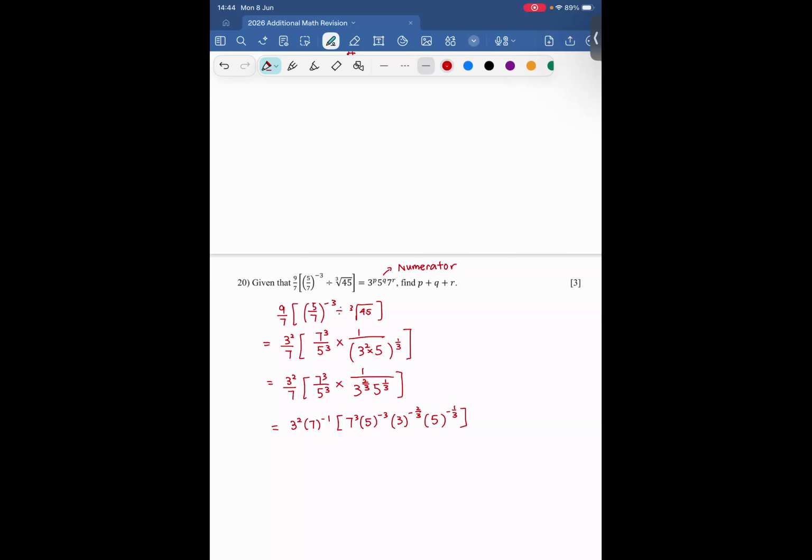Okay, so when you put the 3 together, it becomes 3 square times 3 power this, so you add the powers, it becomes 2 minus 2 thirds. You put the 7 together, it becomes 7 to the power of negative 1 plus 3. When you put the 5 together, it becomes 5 to the power of negative 3 minus 1 third. Okay, simplify the numbers, you should be able to get the answer yourself.